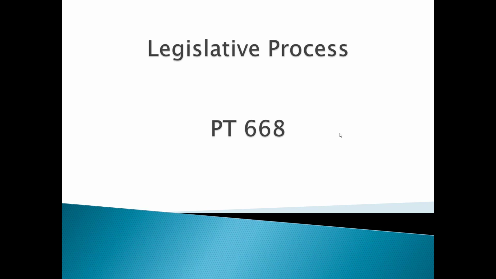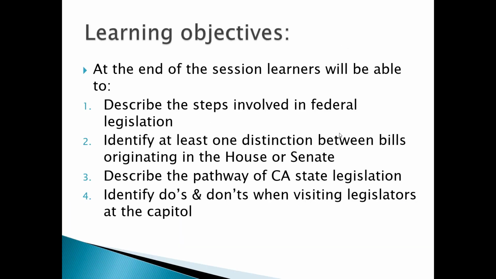So let's first look at the objectives for today. At the end of the session, hopefully you'll be able to describe the steps involved in federal legislation, identify at least one distinction between bills originating in the House or the Senate, describe the pathway of California state legislation, which is a little bit different from federal legislation, and identify some do's and don'ts when visiting with legislators at the Capitol. So let's get started.